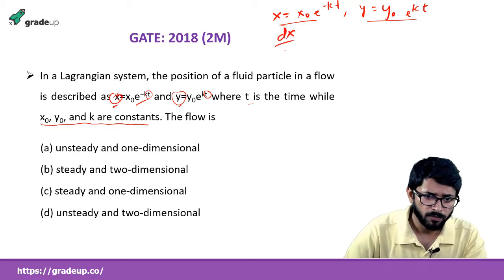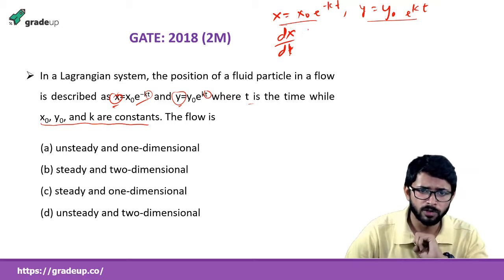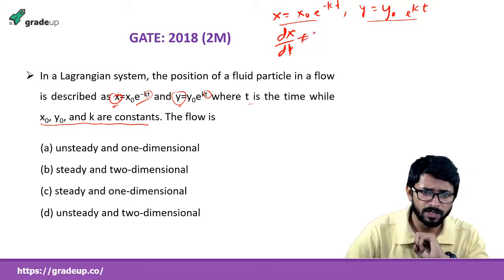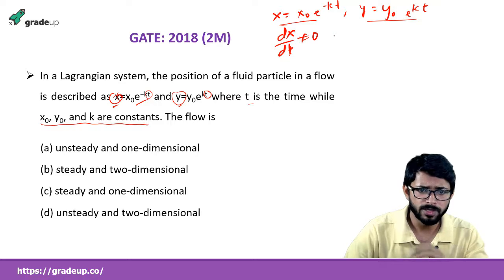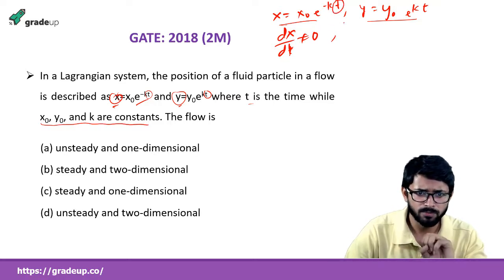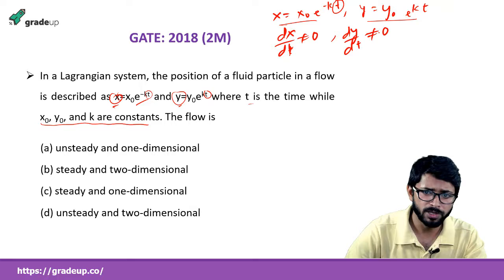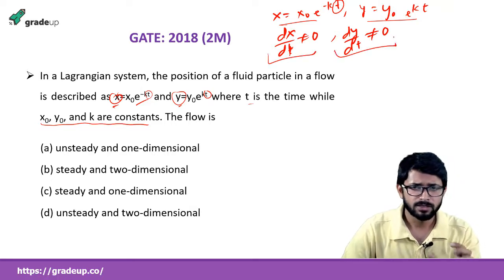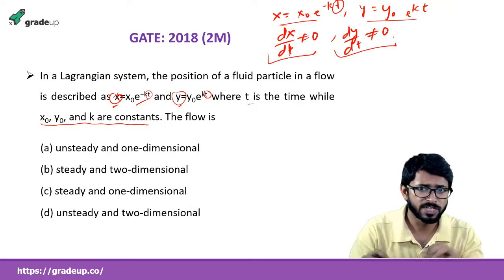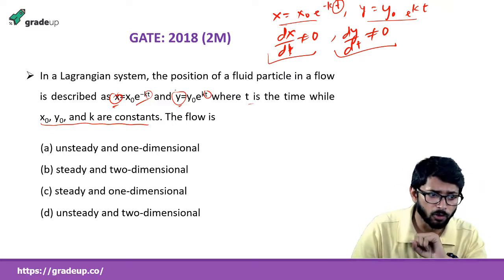We know that if we differentiate the location of this particle with respect to t, it will not be equal to 0, because it is dependent on time. The derivative will come out as some finite value. Similarly, dy by dt also does not come out to be 0. So we can say the location is changing with respect to time, but here it is asking about the flow.